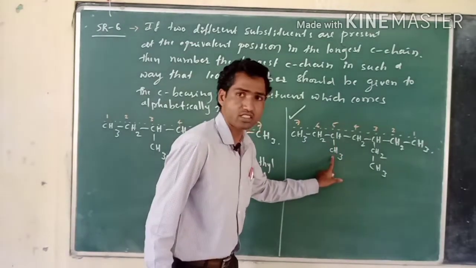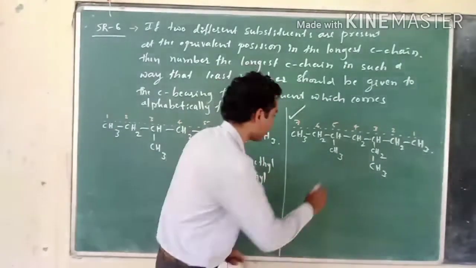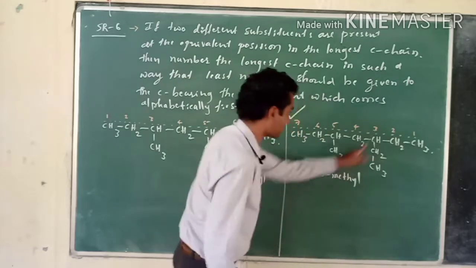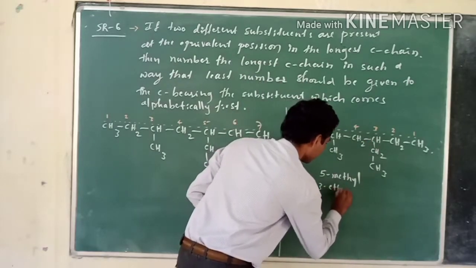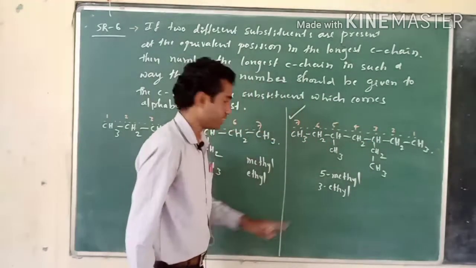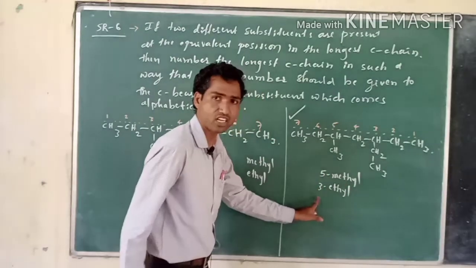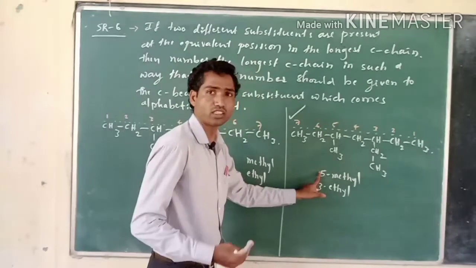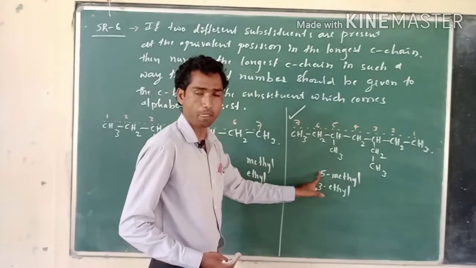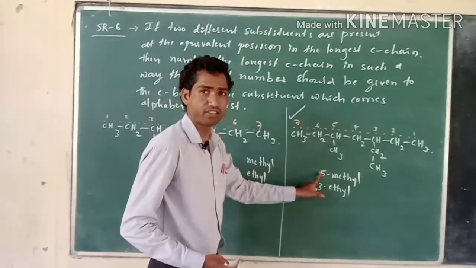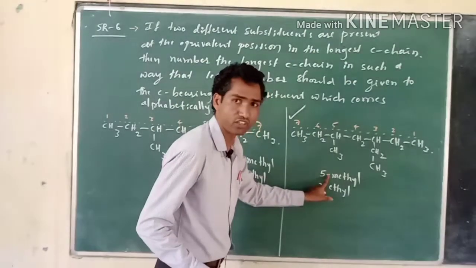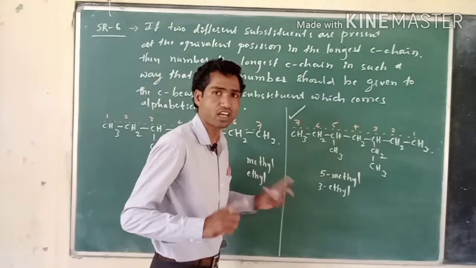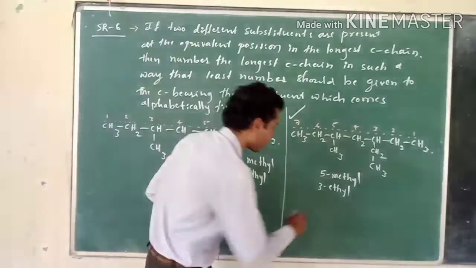So the name of these substituents: at the fifth position a methyl group is there, right? At the third position an ethyl group is there, right? So if there is more than one different substituent in the molecule, then while writing the prefix, list the substituents in the alphabetical order. That is the rule.